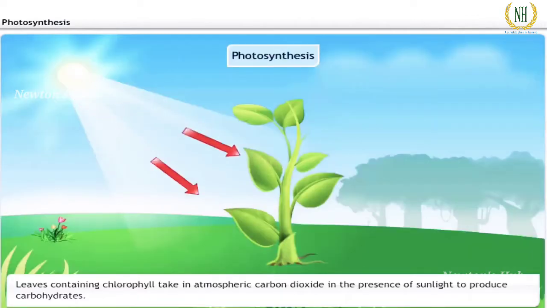Plants use energy from sunlight to fix atmospheric carbon dioxide into carbohydrates. Water and chlorophyll are required as raw material and oxygen is released as the byproduct.